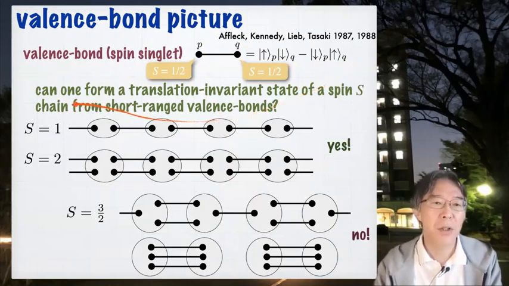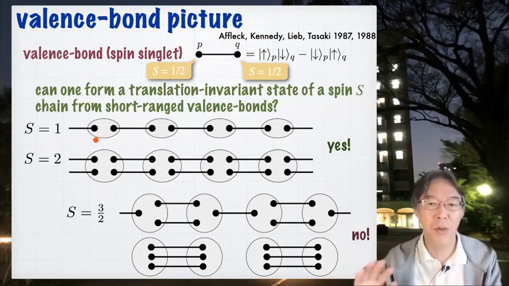And then you ask, can you form a translation invariant state of a spin S chain by using this spin singlet, short-range valence bond spin singlet? And if you consider spin 1, the answer is yes. Okay, what is this? Well, I want to construct the state of a spin 1 chain. So we want a spin 1, but as you learned in quantum mechanics class, by preparing two spin 1/2s and projecting it onto the symmetric sector, you get a spin 1 state.